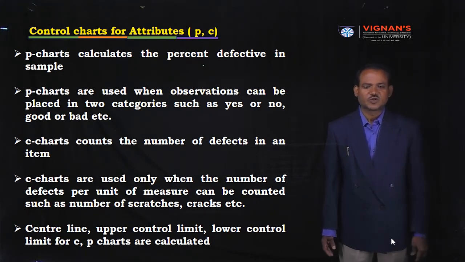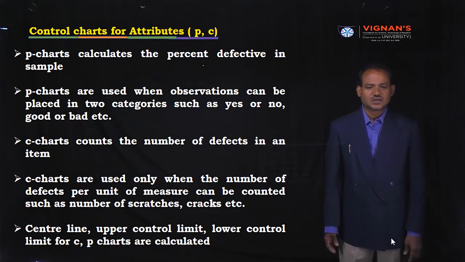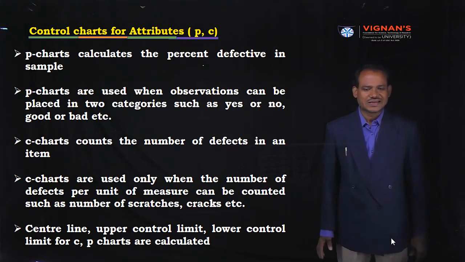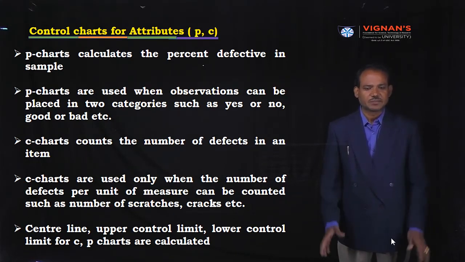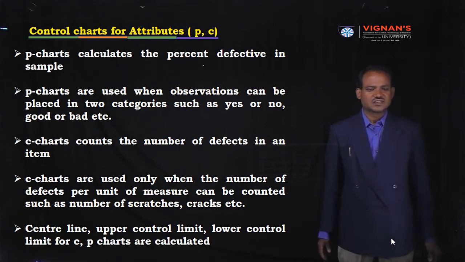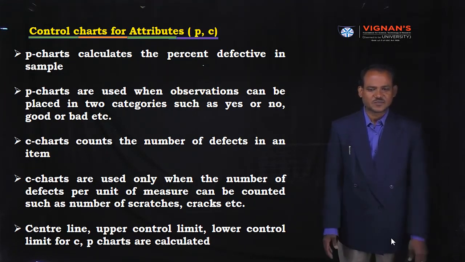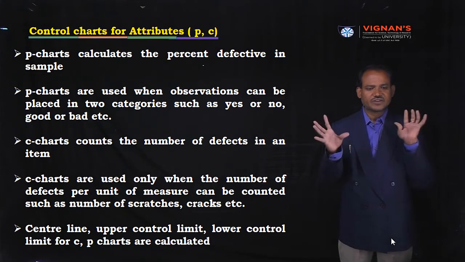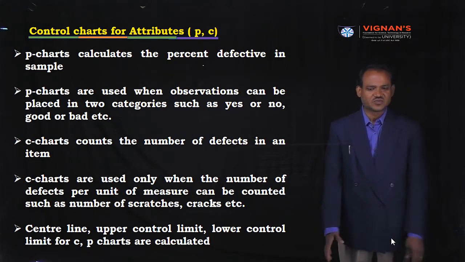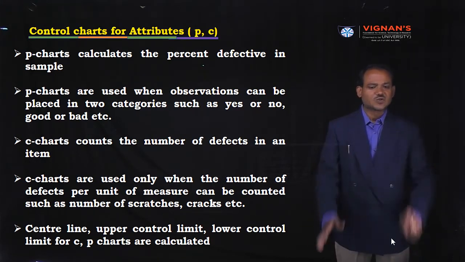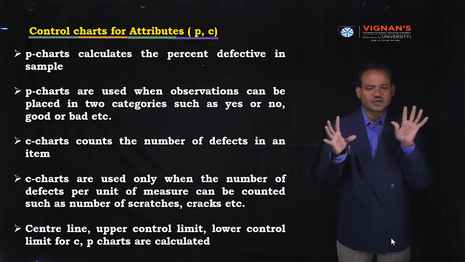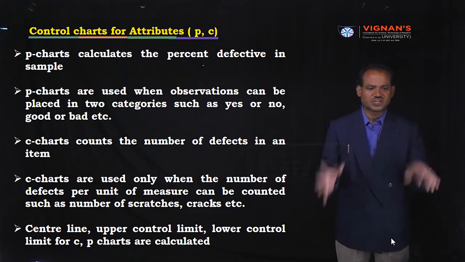Next, coming to the fourth point, C charts are used only when the number of defects per unit of measure can be counted, such as the number of scratches, cracks, etc. Anyway, every control chart should have three lines. One is the center line, known as the control limit. The top one is the upper control limit. The bottom one is the lower control limit. For both charts, the C chart as well as the P chart.